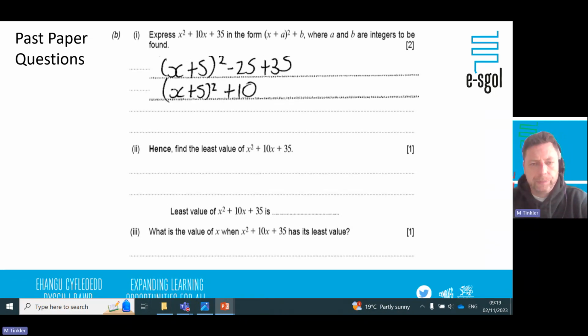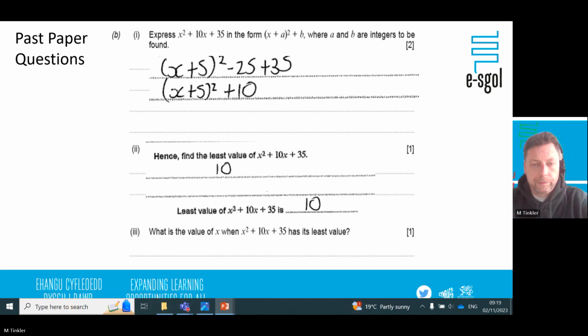Hence, find the least value. 10. Now I'm showing you here, I wrote 10 there. The answer line takes precedence over anything else. So say if I'd written 10 there and written 35 there, I would have lost a mark. If I'd written 10 there, not filled anything in there, I would have still got the mark. But when they give you an answer box, fill it in with your correct answer.